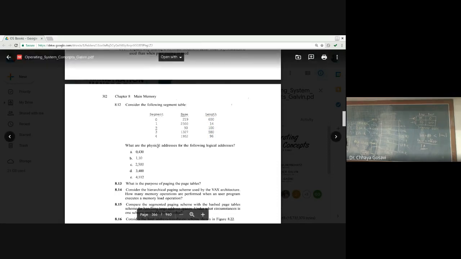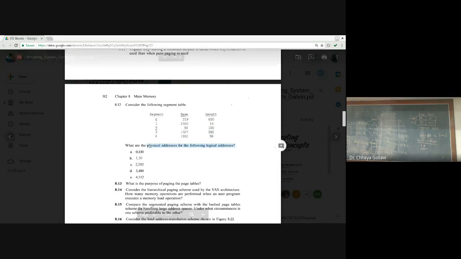This is a segment table. 5 segments, 0, 1, 2, 3, 4. These are the base addresses and length. Length means size of the process. It is not the limit, it is the given length of the process. Please read the problems carefully whenever you get such problems. What are the physical addresses for the following logical addresses?